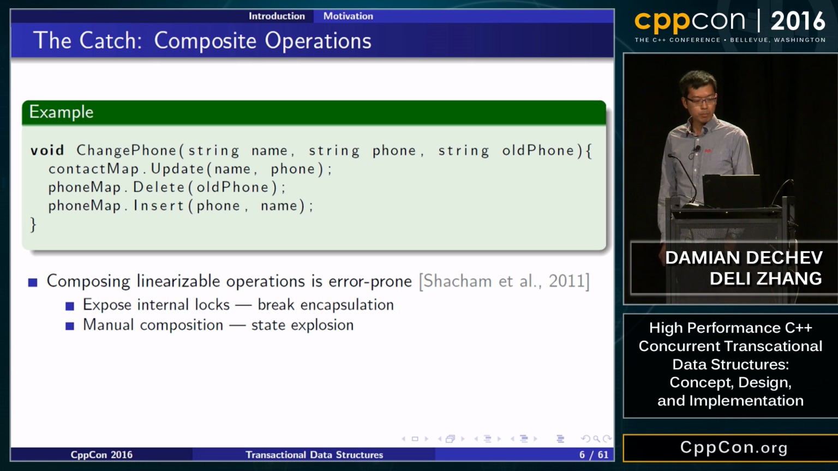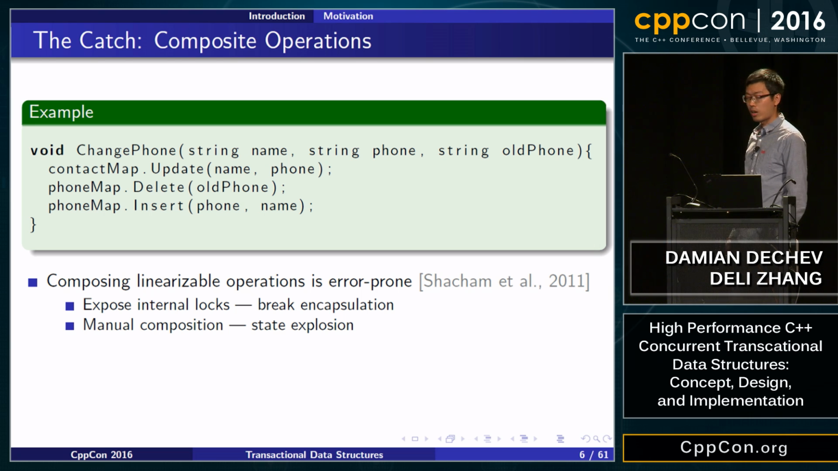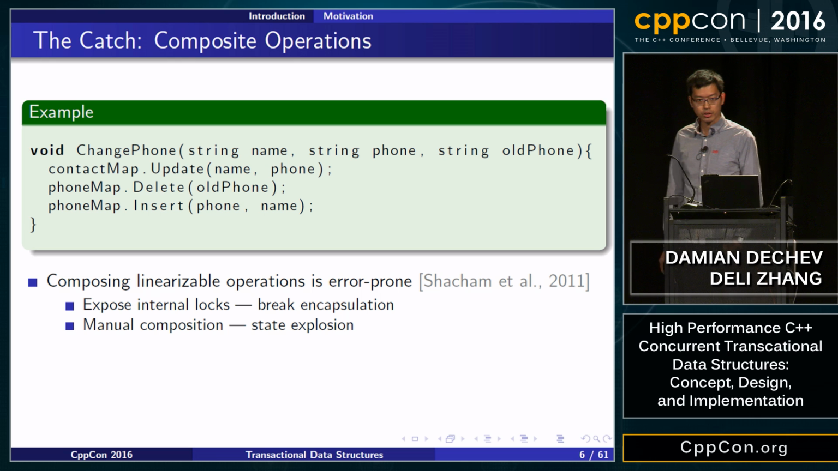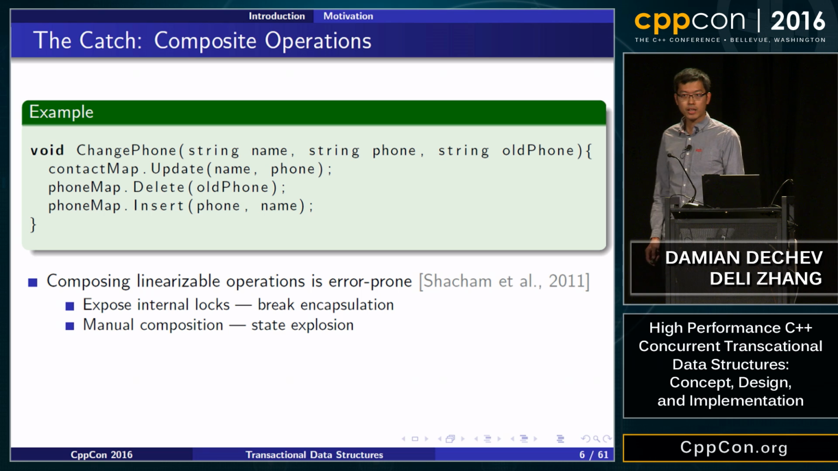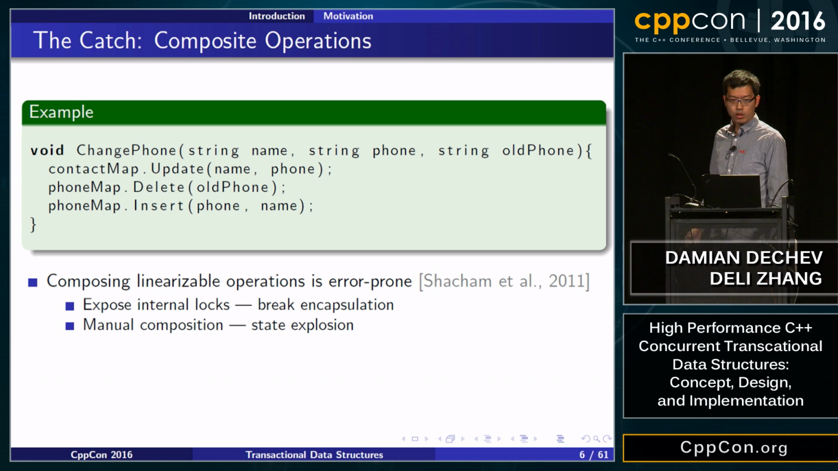So given the above example, if the two hash tables were using locks, then maybe the user can get it to work by acquiring all locks at the same time. But this requires the maps to expose the internal locks to the user, which breaks encapsulation. Or if the maps are constructed in a lock-free manner, then there is nothing much the user can do besides ask the library author to provide a new method that's a manual composition, which leads to state explosion.